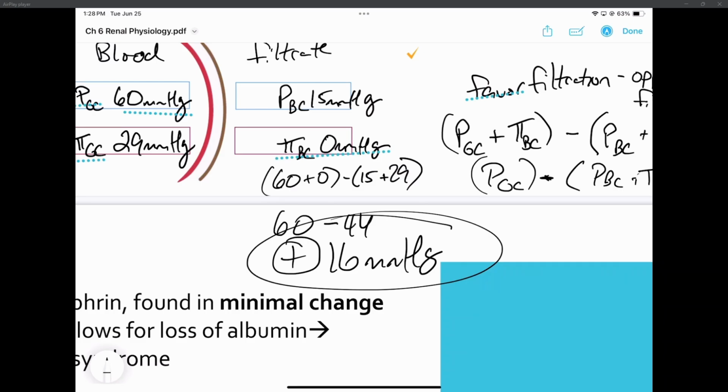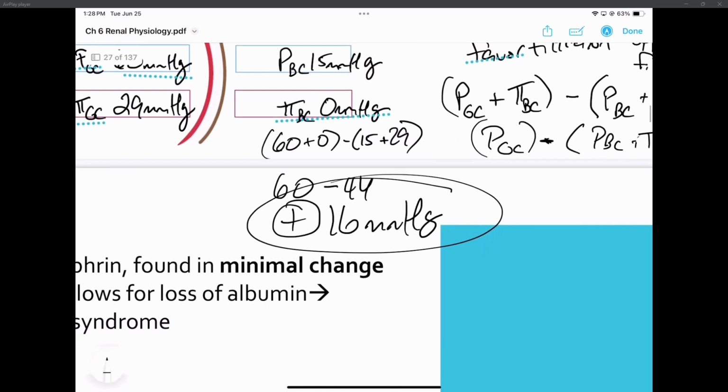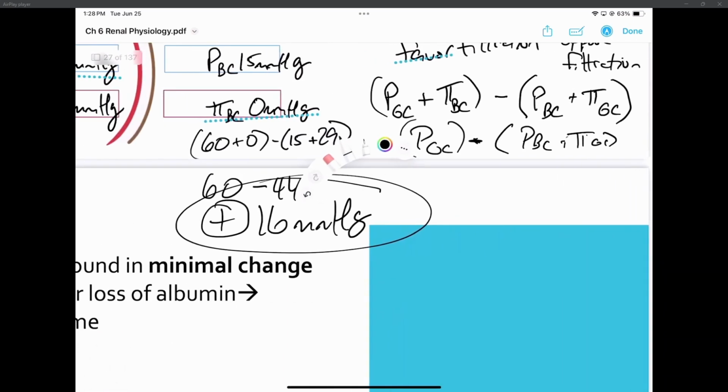The factors that oppose filtration, what's the biggest one that's going to oppose filtration on that side over there? That one. The oncotic pressure of the glomerular capillary opposes filtration. The higher that number is, the more it opposes filtration, because now we have a very high oncotic pressure gradient, a very, very large suck. So anything that opposes filtration, think of protein. If it favors filtration, it's hydrostatic pressure.